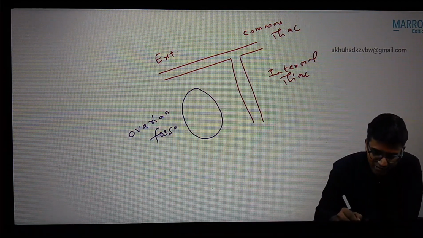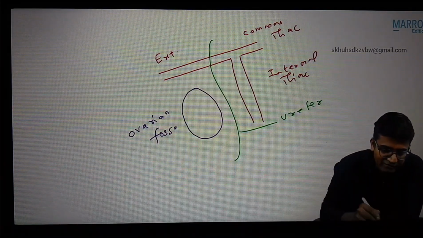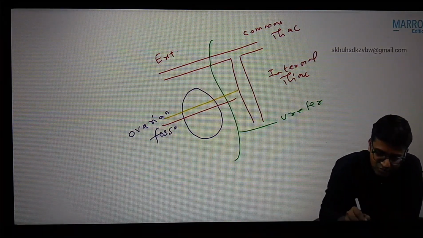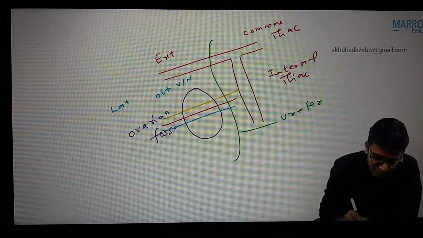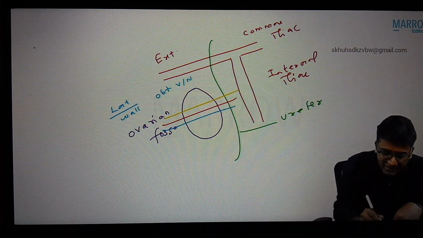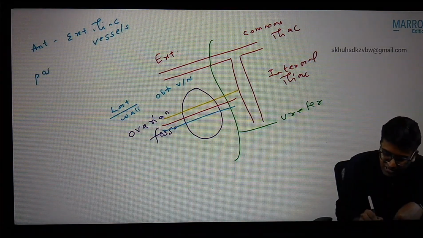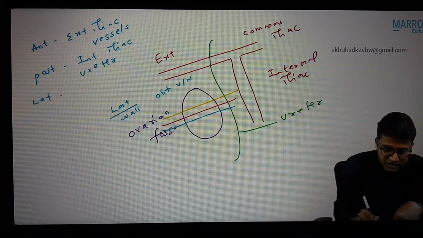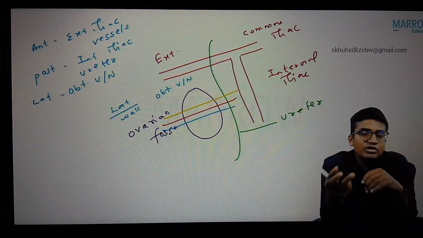Now, behind the ovarian fossa, we have one tube, that is our ureter. In the lateral wall of the ovarian fossa, we have the obturator vessels and nerve. Now, what is the boundary of the ovarian fossa? In the front side, anteriorly, external iliac vessels. Posteriorly, internal iliac vessels and ureter. In the lateral wall, the obturator vessels and nerve form the lateral boundary of the ovarian fossa.